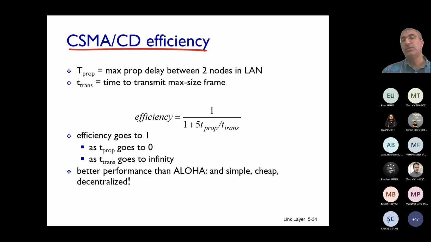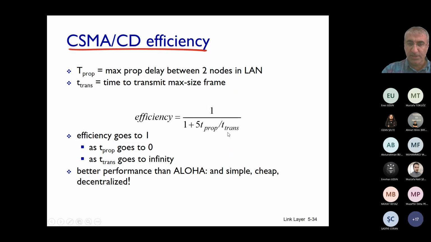Let's look at the efficiency of CSMA/CD. So how do we calculate it? Efficiency is equal to 1 over 1 plus 5 times T propagation over T transmission. T propagation, remember, is the maximum propagation delay between two nodes in the local area network. T transmission is the time to transmit a maximum size frame.